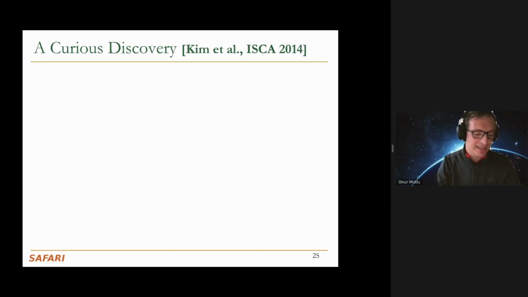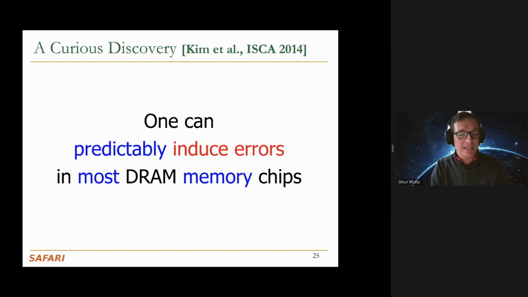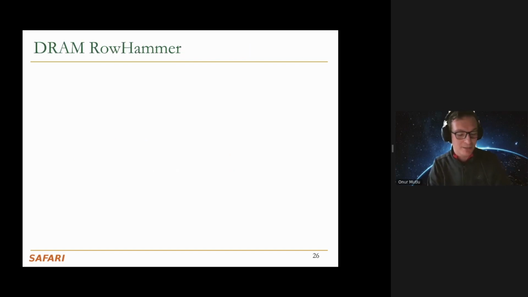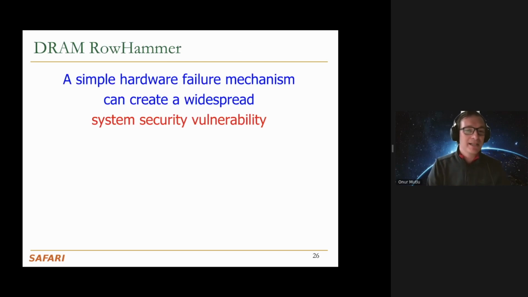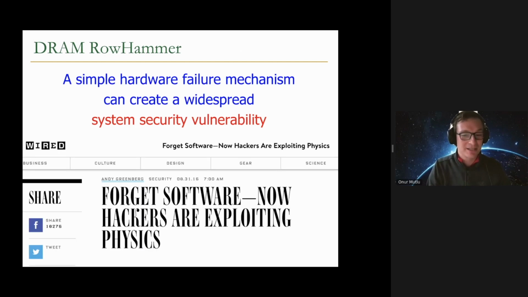We investigated the possibility of read disturb errors in DRAM, and we found out that you can predictably induce errors in most DRAM memory chips by inducing this read disturb phenomenon that I'm going to talk about. So this is called DRAM Rowhammer. As I said earlier, it's a simple hardware failure mechanism that can create a widespread system security vulnerability. We're going to talk about the system security vulnerability soon, and you can see what I showed you earlier.